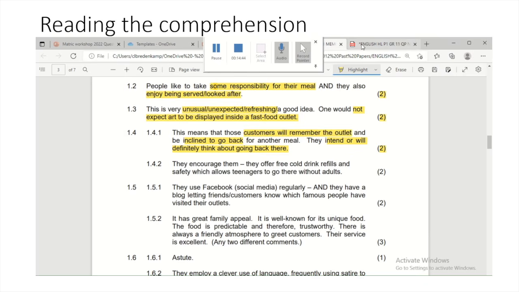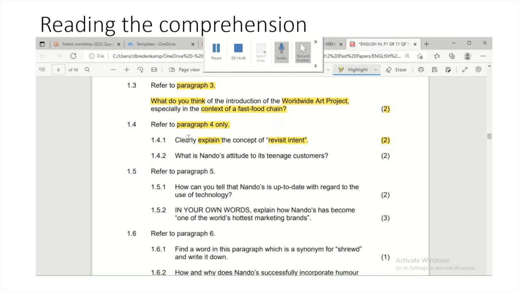All right, now let's look at 1.4.2. What is Nando's attitude towards its teenage customers? So explain, describe Nando's attitude. What am I describing Nando's attitude to? Its teenage customers, for 2 marks. I need to make 2 points. Now remember, this is in paragraph 4.